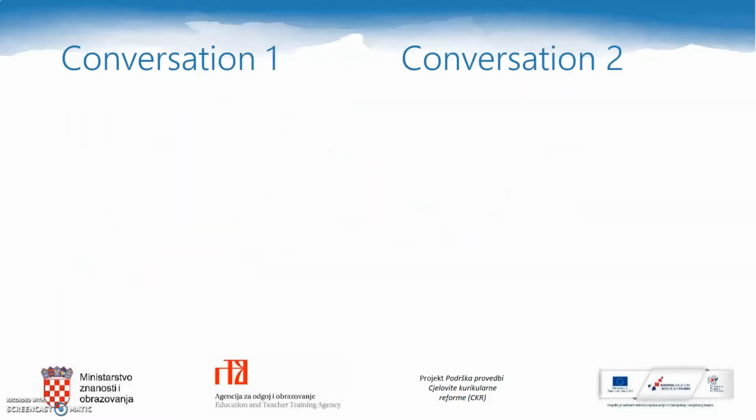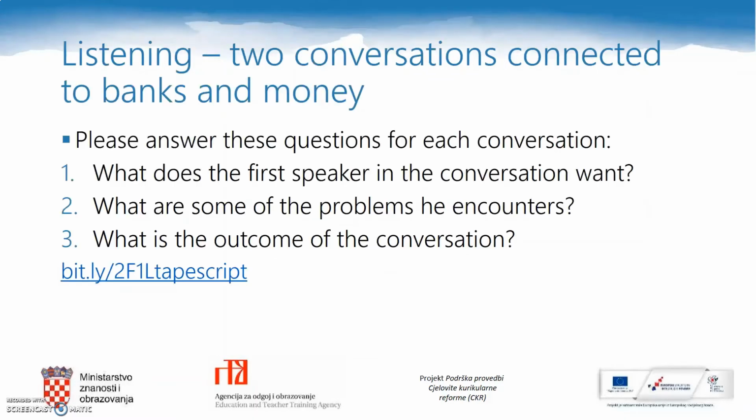Before you listen, you can make yourself two tables for conversation one and conversation two, where you can write the answers to these three questions. So repeat: what does the first speaker want? What are some of the problems? And what is the outcome of the conversation?